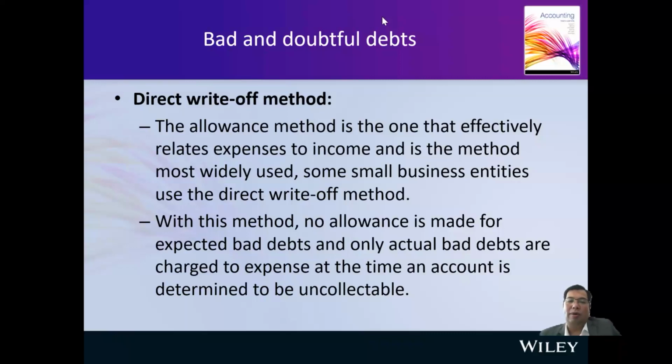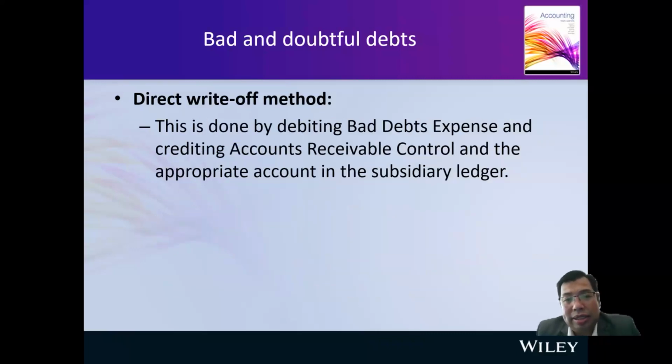In this method, no allowance is made for expected bad debt. So they don't have this doubtful debt or expected bad debt, and only actual bad debts are charged to expense. They don't provide allowances, but they record the actual bad debt at the time the account is determined to be uncollectible. So this is method number 2, but it's not widely used. The most common practice is to provide some allowance, based on the percentage of net sales or on the aging report, for the amount that falls under doubtful debt. Under the direct method, this is done by debiting bad debt expense and crediting account receivable control.